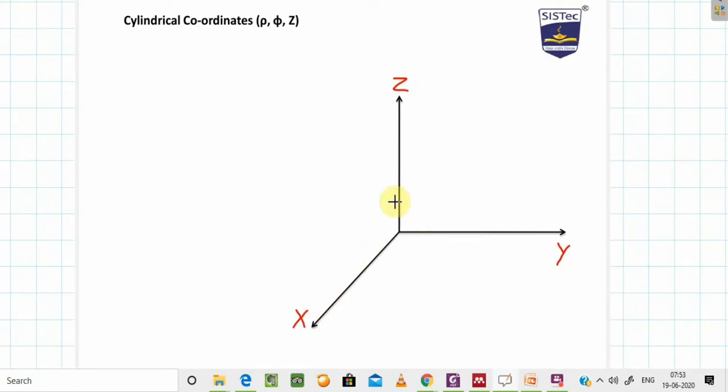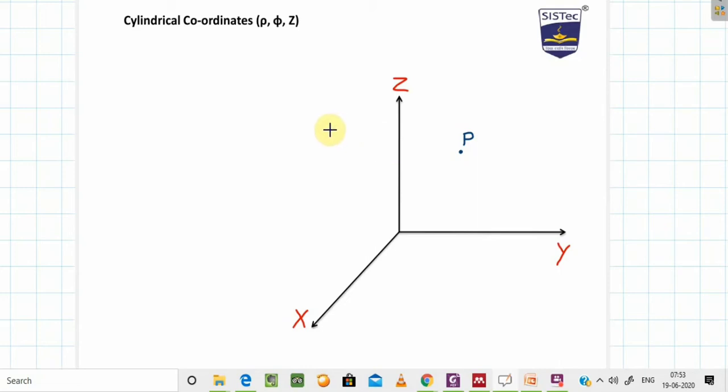So in the Cartesian coordinate system, we have the three orthogonal axes x, y, and z. All are perpendicular to each other. Now we would locate a point P. Let's say the existence of point P is here. Now we have established the three coordinates, that is rho, phi and z of the cylindrical coordinate system under this.